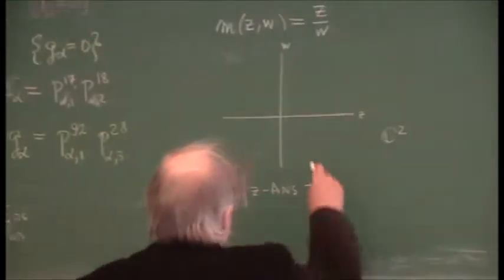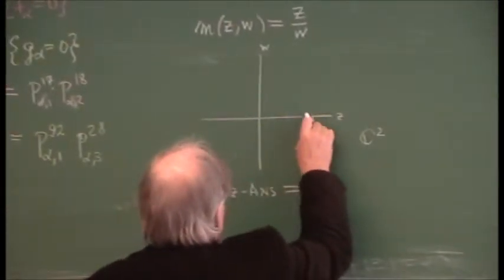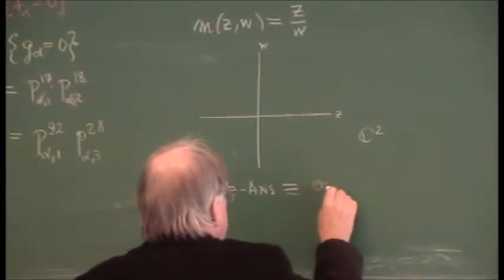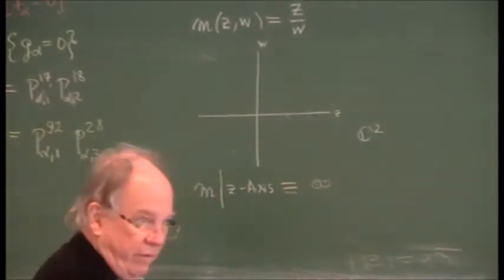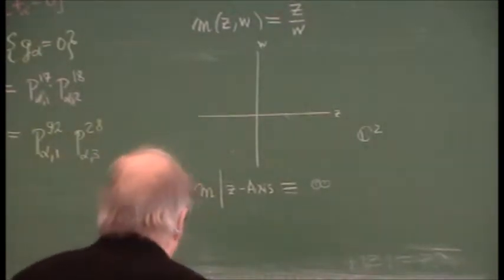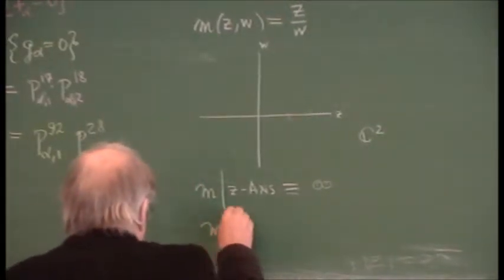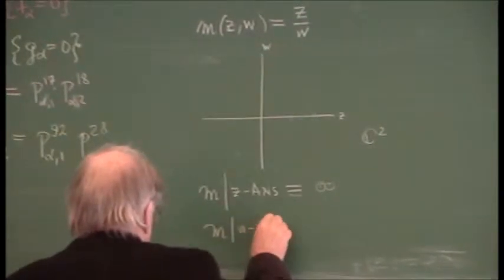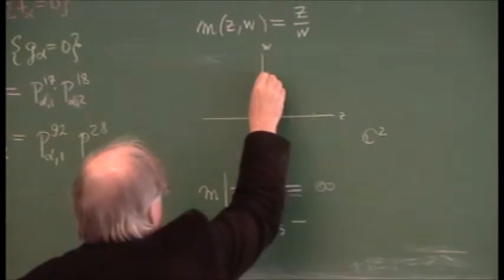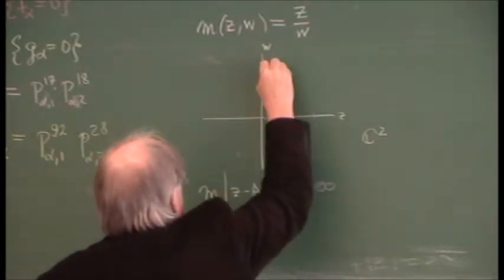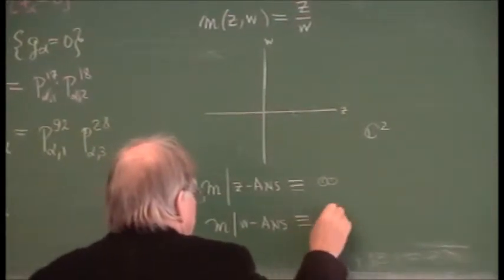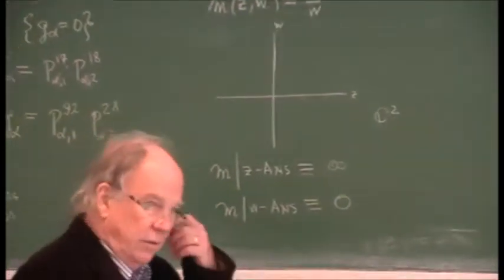So here w is 0, and it's 0 in the neighborhood, and that's the denominator. So from my point of view, this thing is identically infinity, because it's infinity along there. Okay, looks great. Let's restrict it to the w-axis. Well, as you see, the w-axis means z is identically 0, so here the whole thing is 0. There's a problem there, but let's not worry about it. The function is identically 0.